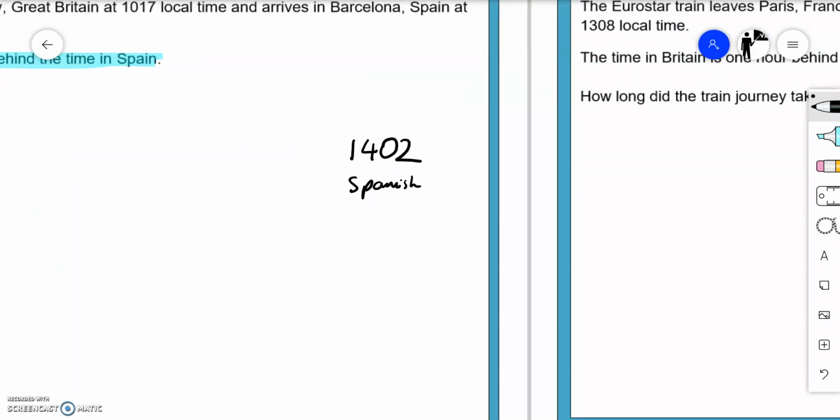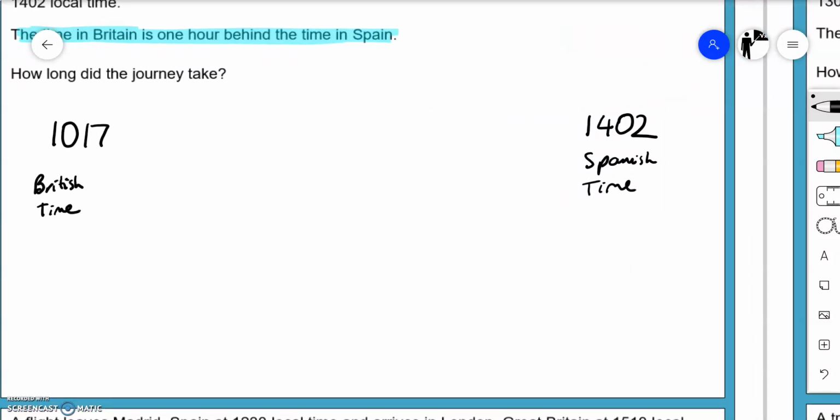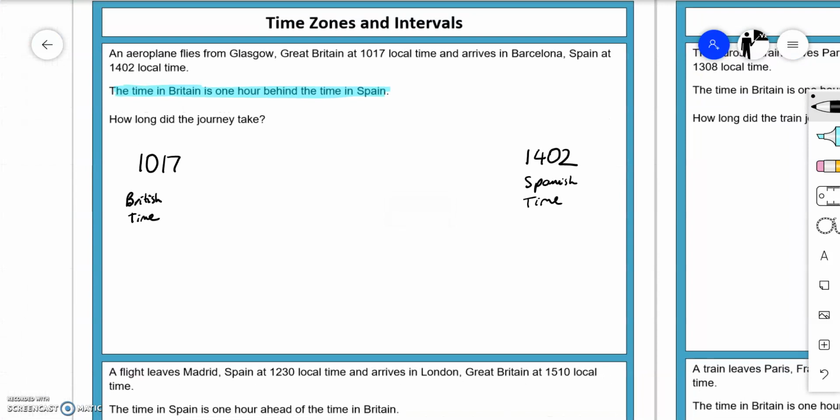In order to be able to complete this question, we need to make sure that our time periods are the same. We need to convert them both to be British time or both to be Spanish time. So Britain is 1 hour behind the time in Spain. So for example, if the time in Spain is 10 AM, the time in Britain would be 9 AM. So I think for this question, I'm going to convert everything to Spanish time.